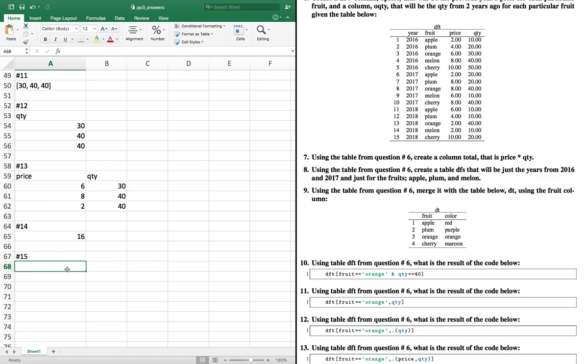So let's see, 1, 2, 3, 4, 5. Okay, I have space for it. It's going to get ugly. Let's do the first one for Apple. Year, fruit, price, quantity. 2016, 2017, 2018.